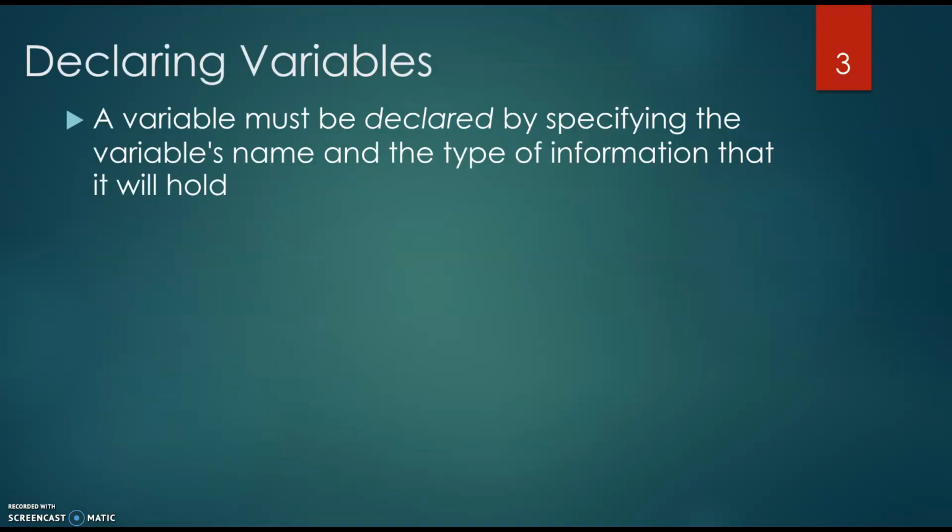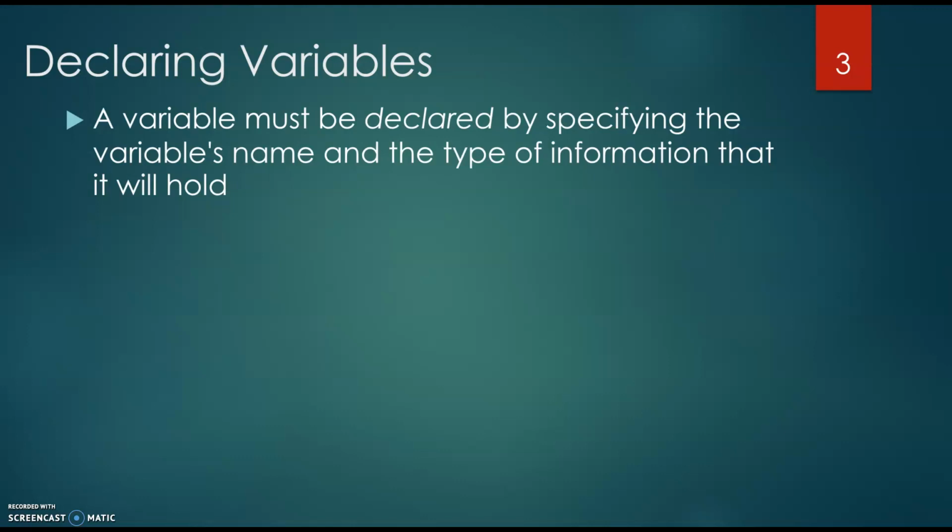Declaring variables. A variable must be declared by specifying the variable's name and the data type of information it will hold. We must declare variables with a statement that includes a type followed by one or more names we want to associate with that type. The programmer chooses the variable name following the rules for identifiers and avoiding using names that are keywords or reserved words. The compiler will produce a syntax error if you try to use a keyword as a variable name.